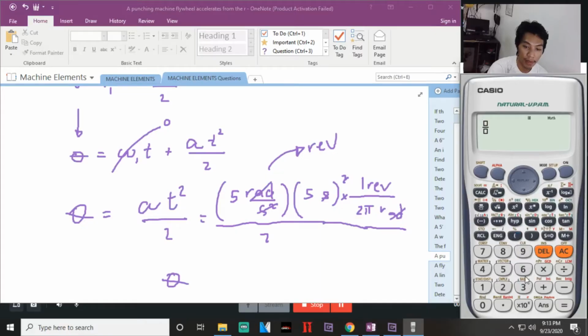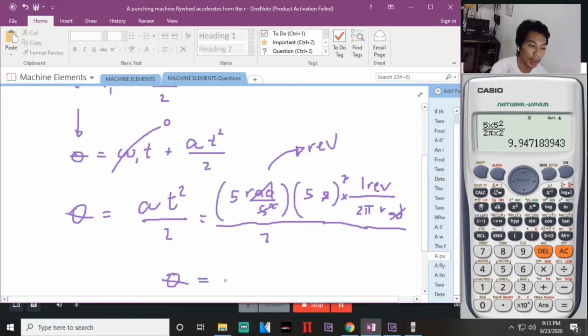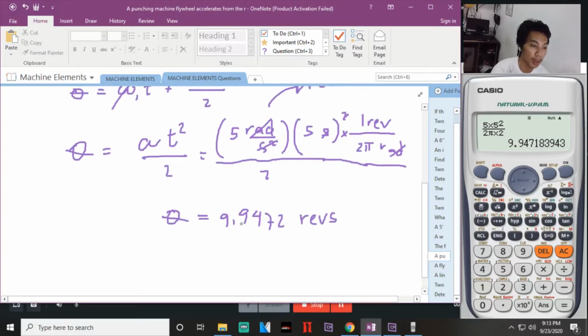So, 5 times 5 squared, divide na natin ng 2 pi times 2. So, ilang revolutions ang ginawa niya? The flywheel did 9.9472 revolutions in 5 seconds. That is the total revolution. Okay? Ganun lang kadali ang pag-solve sa kanya.